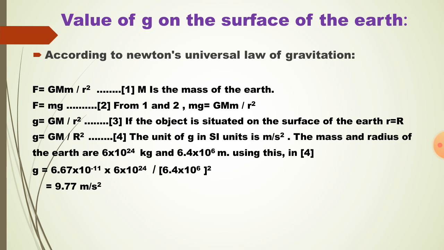Just substitute. G is always 6.67 into 10 raised to minus 11. Then M is 6 into 10 raised to 24 divided by 6.4 into 10 raised to 6 whole square, because here there is r square. What will we get? That is equal to 9.77 meter per second square. Thus, the acceleration depends only on the mass and radius of the earth, and so the acceleration due to gravity at a given point on the earth is the same for all objects. It does not depend upon the properties of the object.